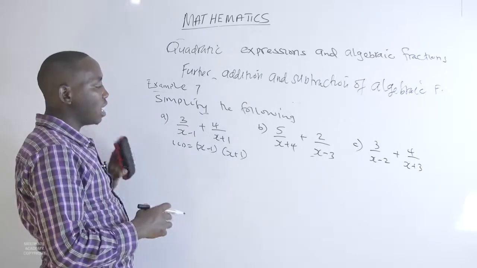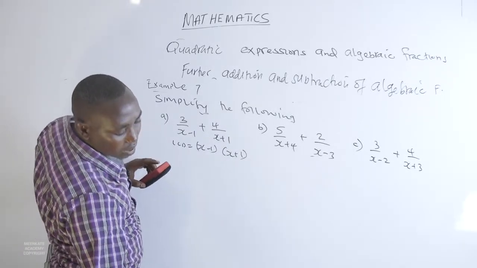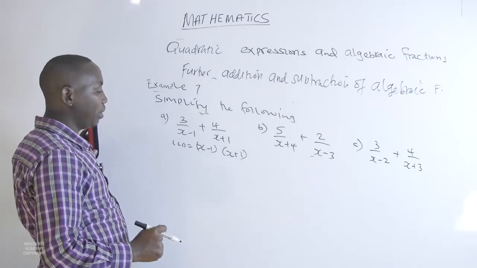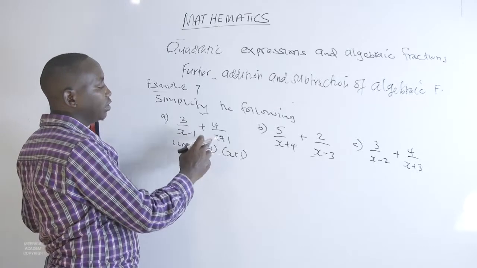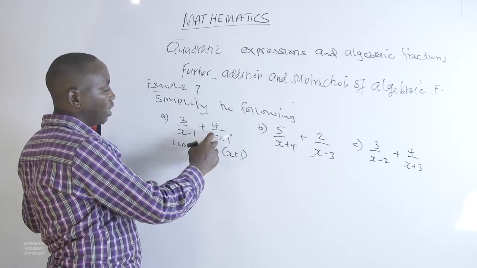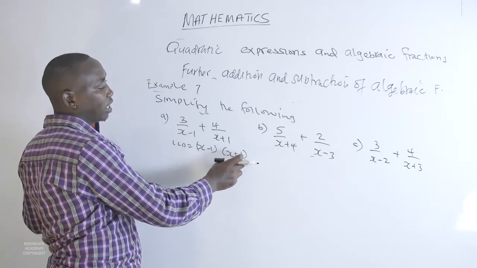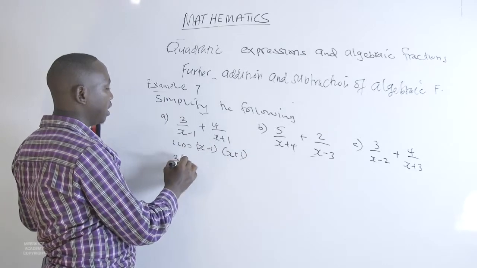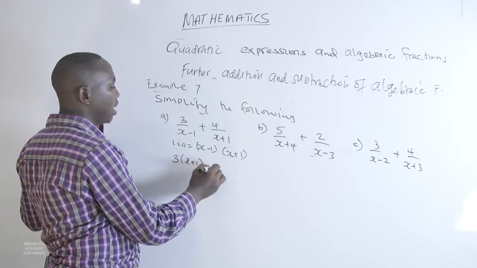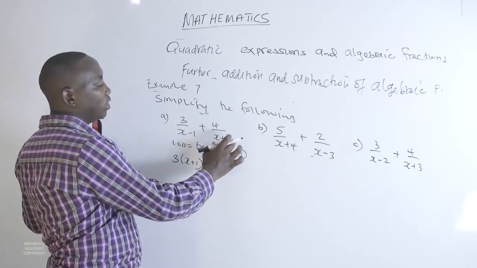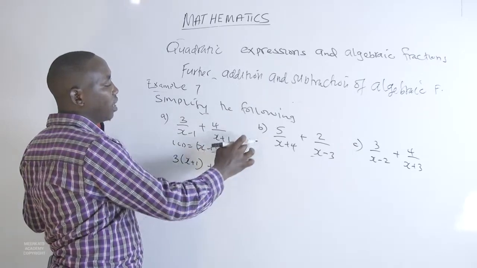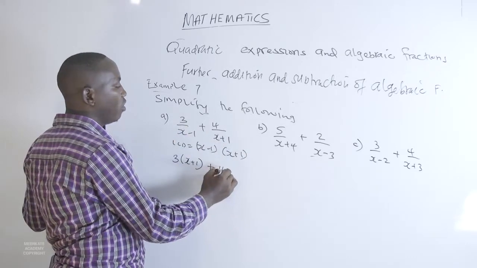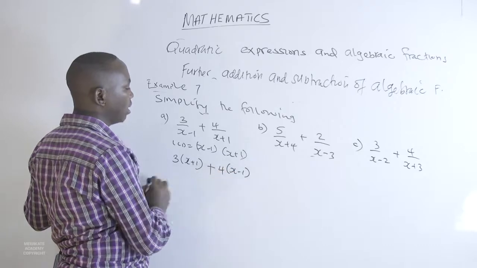Then we rewrite the two fractions using the new denominator. x minus 1 goes into x minus 1, x plus 1. It will cancel off with this, leaving us with x plus 1. So that means we multiply the numerator with x plus 1. This will be 3 into x plus 1, plus x plus 1 goes into x minus 1, x plus 1. It will cancel off with this, leaving us with x minus 1. So that will be 4 into x minus 1.